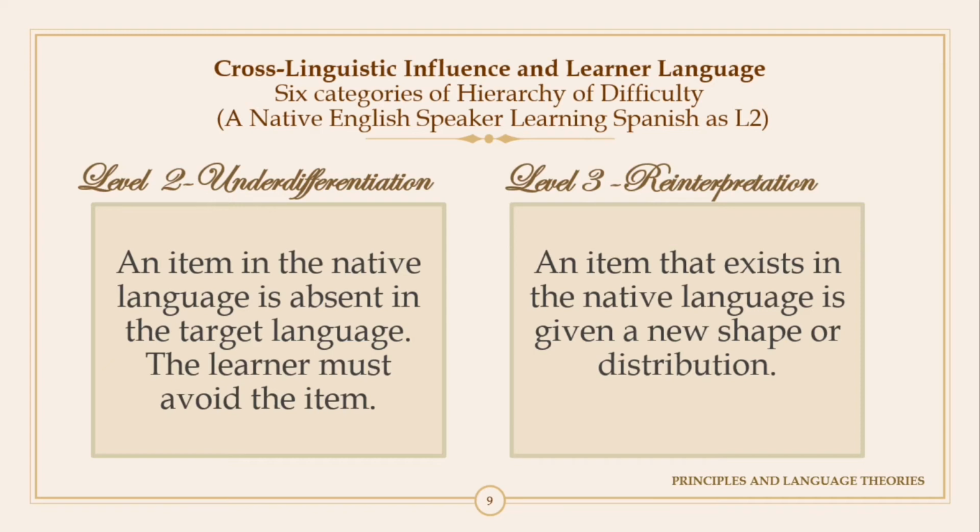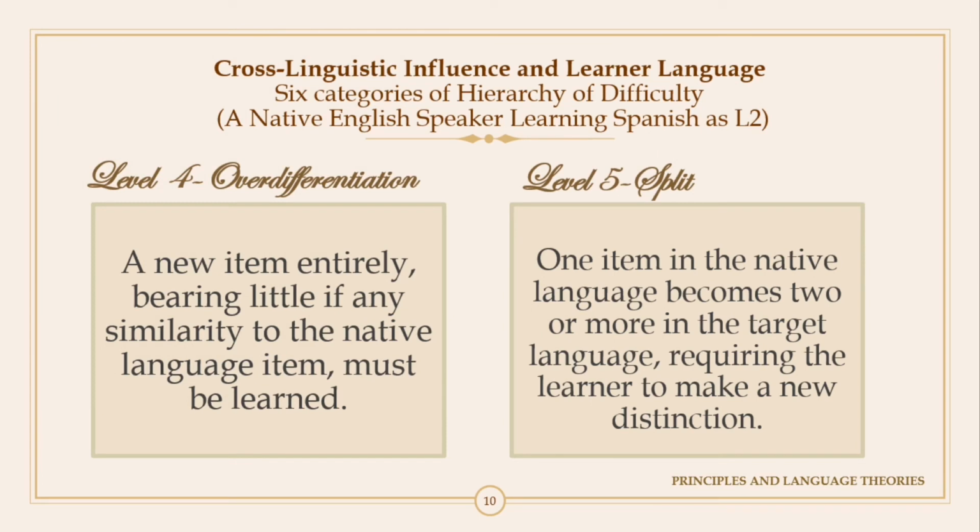Next is level 3, which is interpretation. An item that exists in the native language is given a new shape or distribution. For example, an English speaker learning French must learn a new distribution for nasalized vowels, just like the word wrong. If you pronounce it as an English native speaker, you pronounce it like wrong. But if you apply the nasalization, you pronounce it differently, like that.